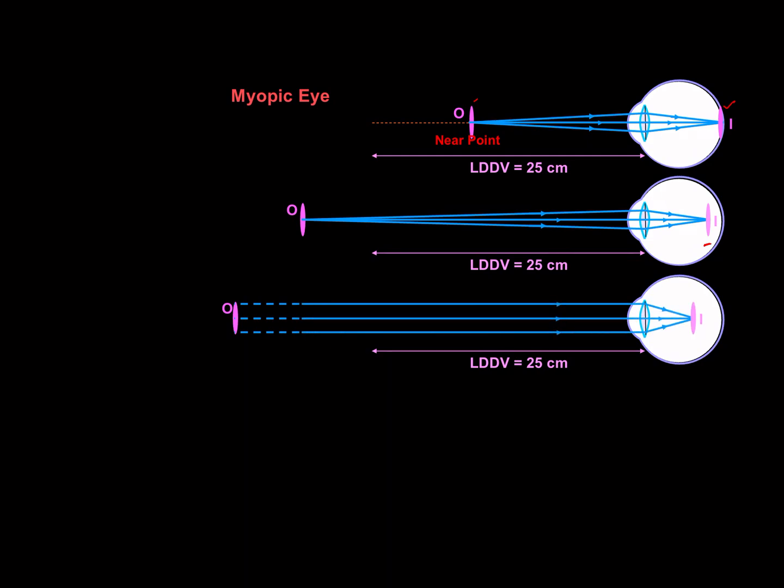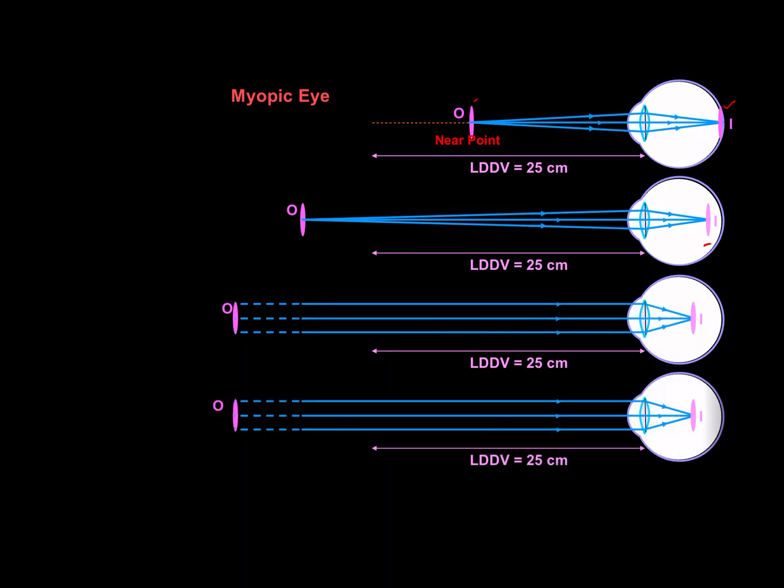Like this. So how is it corrected? It is corrected by using a concave lens. See, when we use a concave lens, the ray diagram changes. The concave lens diverges the rays of light to some extent, and the eye lens again converges them onto the retina, so the person can see the object clearly. So a myopic eye is corrected using a concave lens.